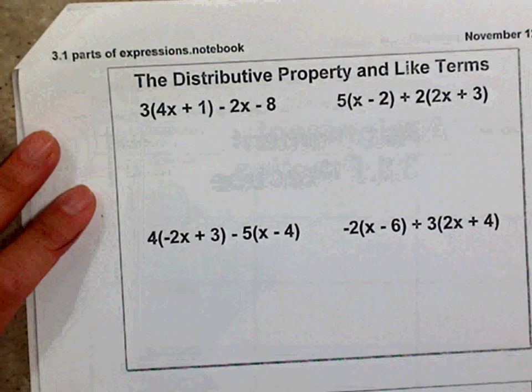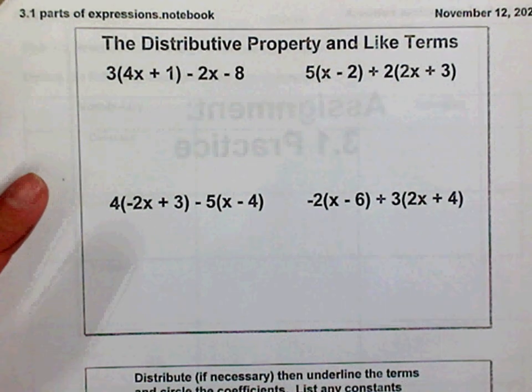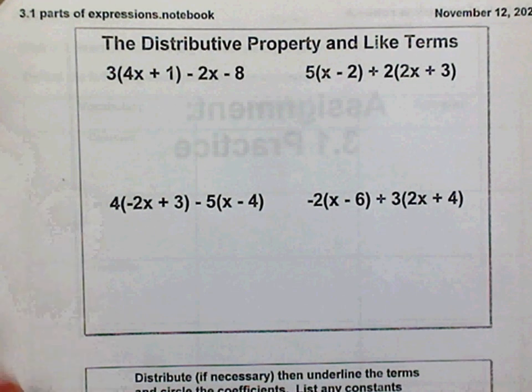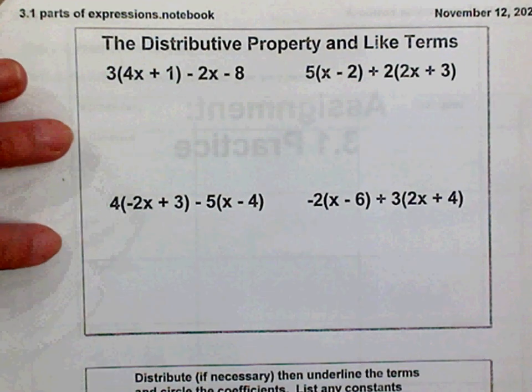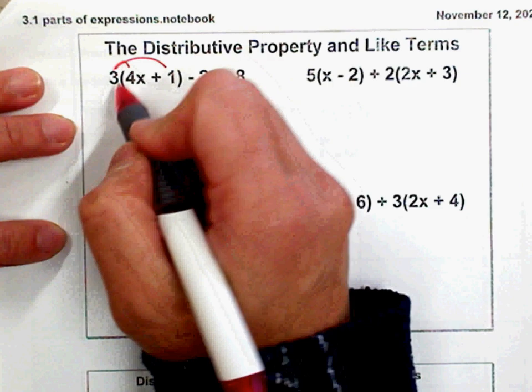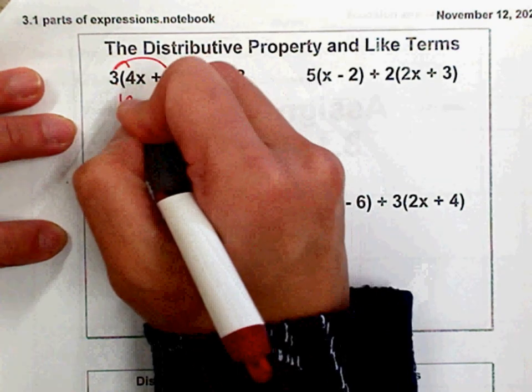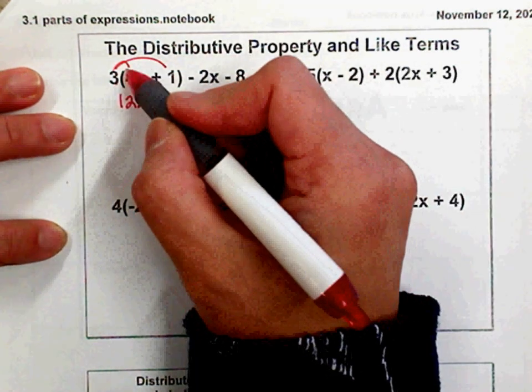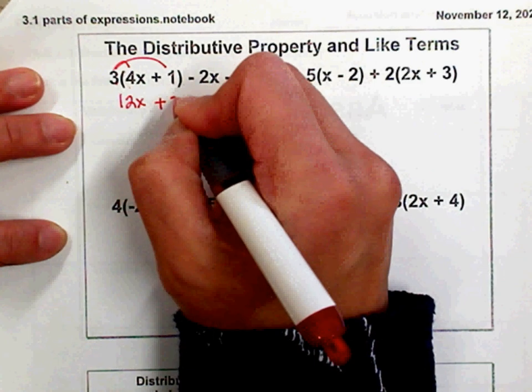Now we're going to look into the distributive property and like terms, okay? So let's do all this together. So first of all, you're going to distribute. 3 times 4x is 12x. You're going to multiply. 3 times positive 1 is plus 3. Bring down 2x, bring down 8.